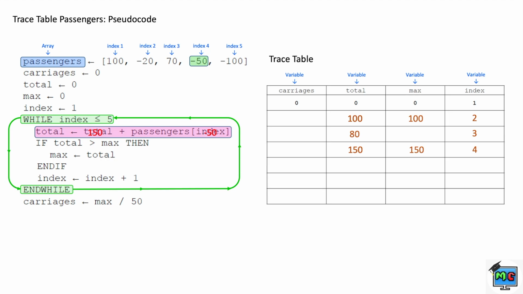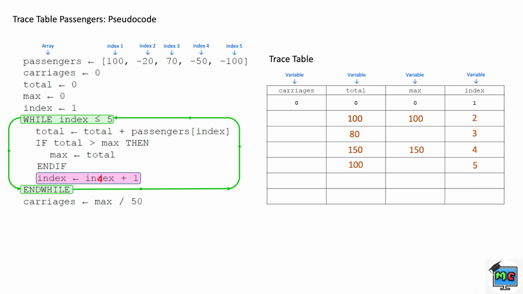So total is 150 plus minus 50, which is 100. So you have 100, put it inside total. Then the next thing is if total is greater than max. Is total greater than max? No, it's not. So you will skip this line. And then index is assigned to index plus 1. What is index at the moment? 4 plus 1 is 5. So this becomes 5.